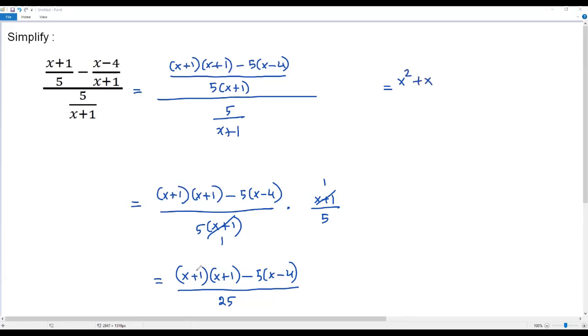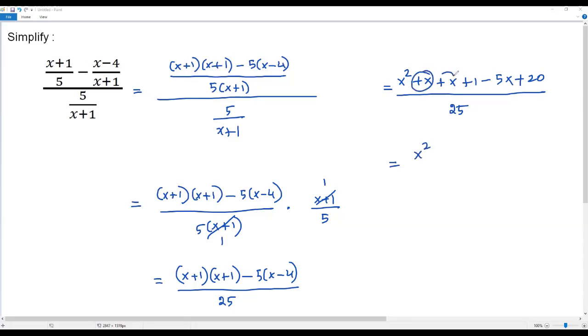Now I have to multiply the inner terms, 1 times x is just x. And now let's multiply the last terms, positive 1 by positive 1 is just positive 1. Next, when I distribute this negative 5 to this x, it will become negative 5x. And when I distribute this negative 5 to negative 4, it will become positive 20, over 25. So we have x squared.